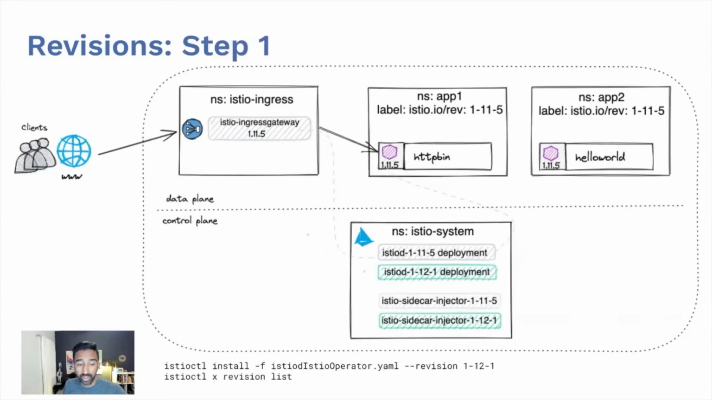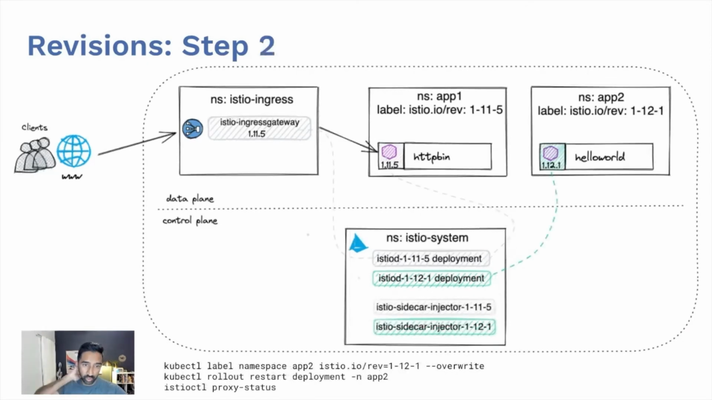So to walk through it, first step, you install Istio 1.12.1. So I already have 1.11.5 in the system. I installed Istio 1.12.1. It creates a deployment, it creates the sidecar injector, but it does not get used anywhere. So next, you change the label on your namespaces to point to the revision of your new control plane. And once you change the label, you of course have to restart your deployments, your workloads that are inside that namespace. And now the things in that namespace will talk to the new control plane.